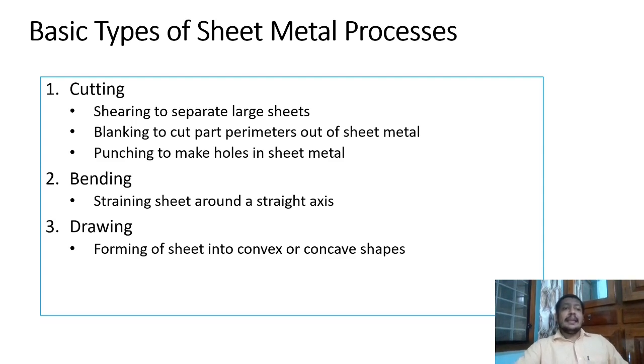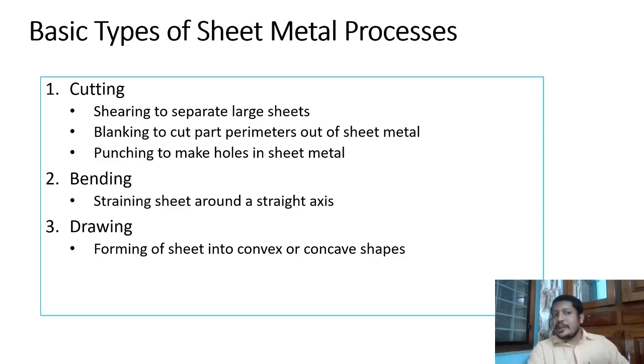So basically, if you see the sheet metal operations, I can put all the sheet metal operations under three broad headings. One is cutting, next is bending, next is drawing. That is, if we are cutting and removing a certain section of a sheet metal part with the help of shearing force, that is called cutting operations. So shearing is used to separate large sheets into the required size.